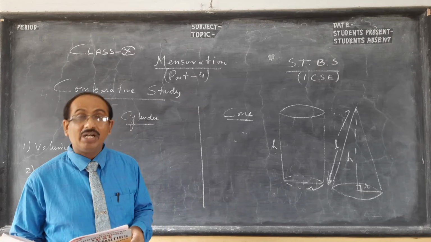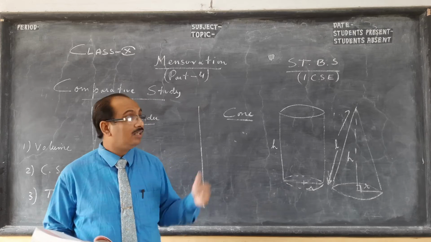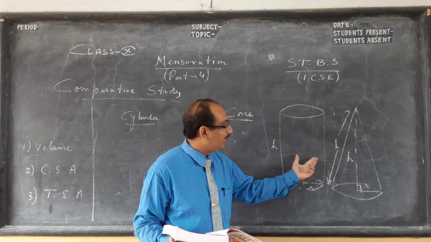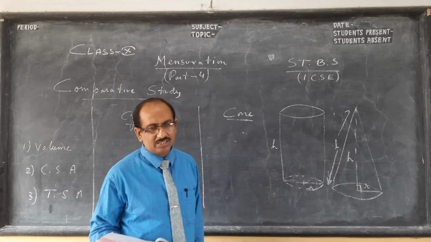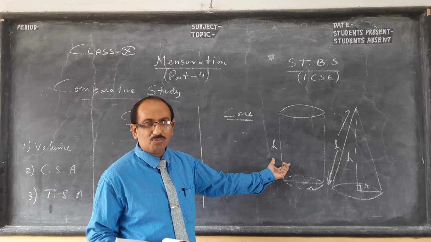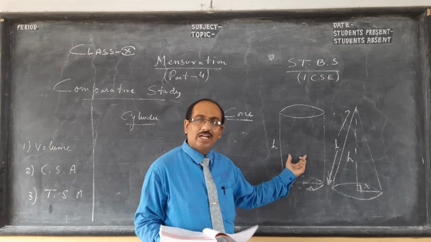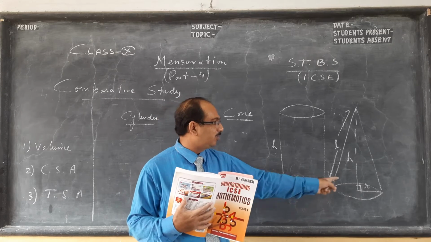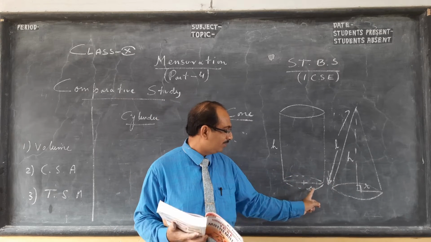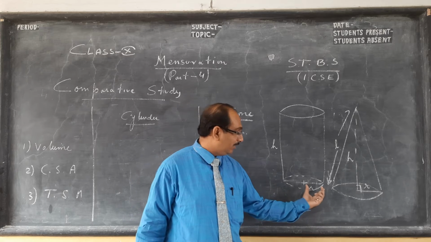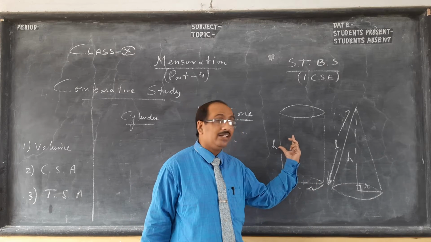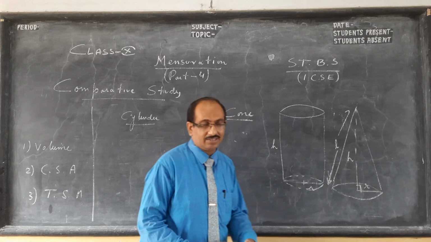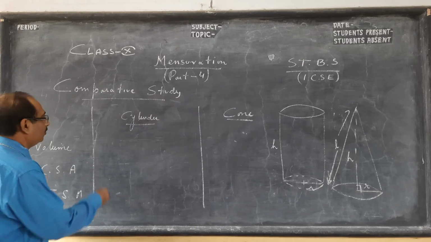So we have melting and recasting, where we melt one and make it into another. One very simple thing I'll tell you. By formula, let me come, I'll show you there. If you melt a cylinder and you try to make a cone with the same radius of the base and height, you will get thrice. So see here how it is.